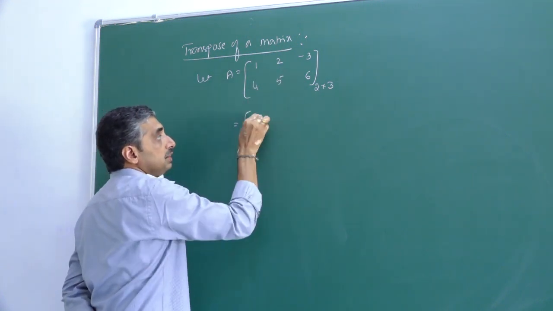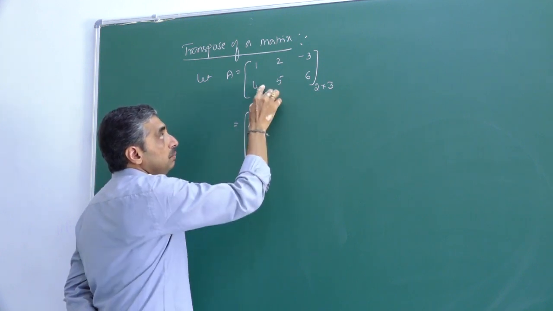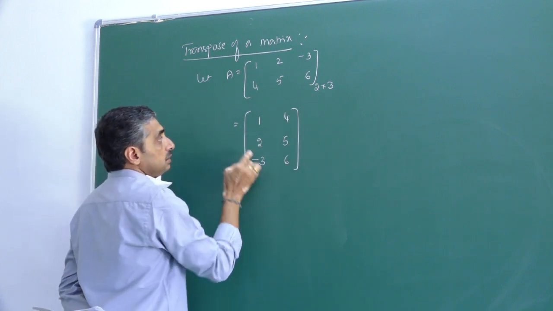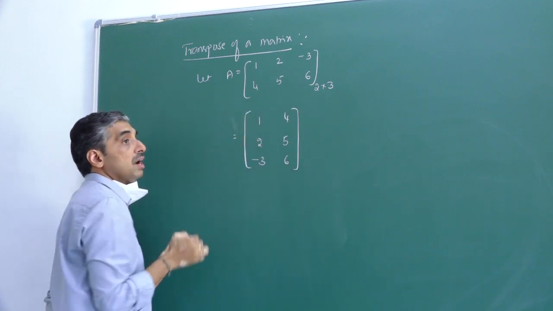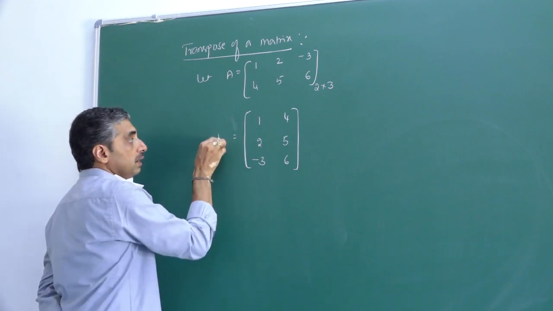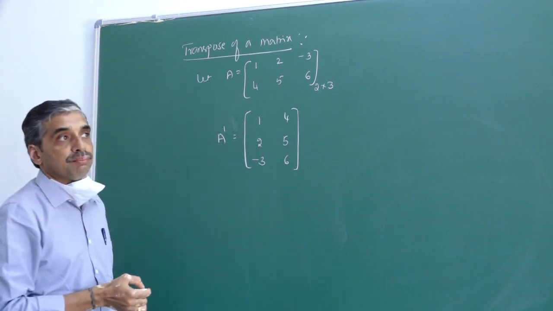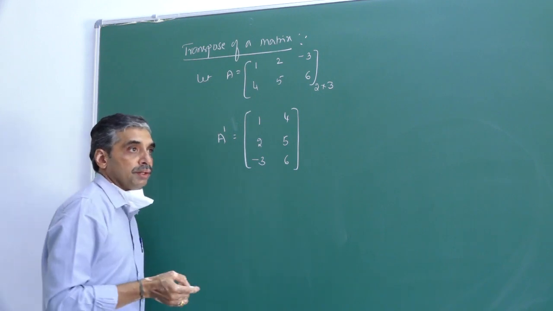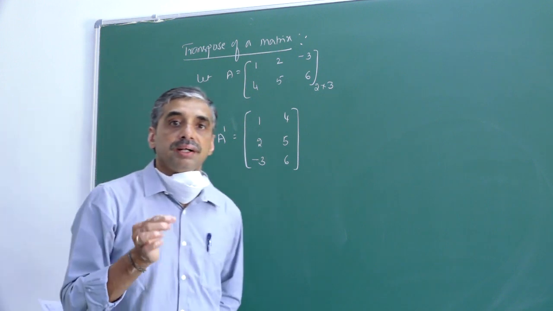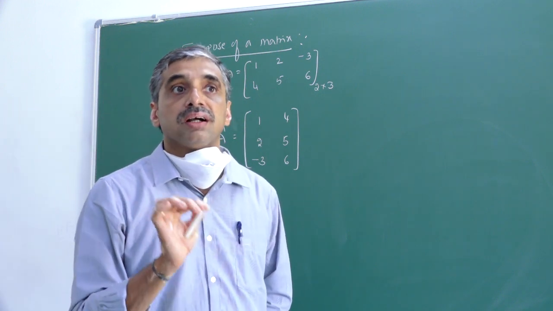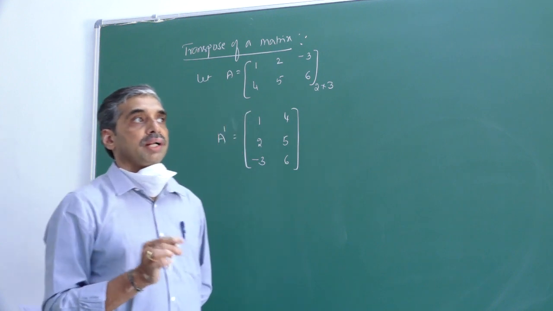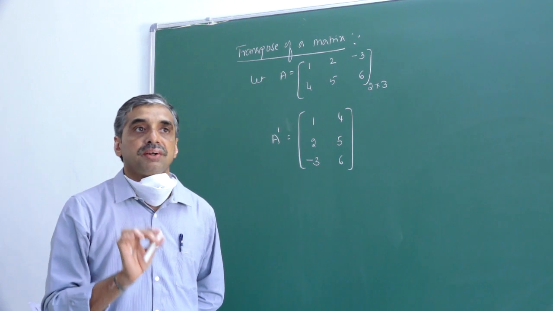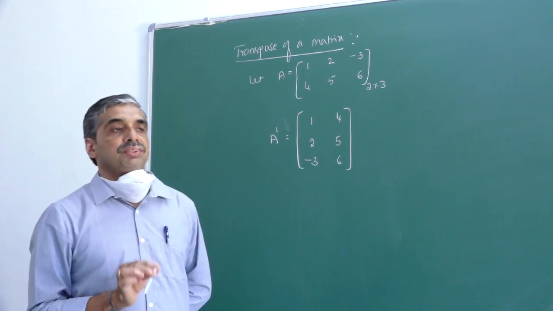If I interchange, the first row becomes your first column, and the second row becomes your second column. Is it right? So now this matrix we refer to as the transpose of the matrix. Transpose of the matrix is denoted by A dash. The matrix obtained by interchanging the rows and columns of the matrix is called the transpose of the matrix.